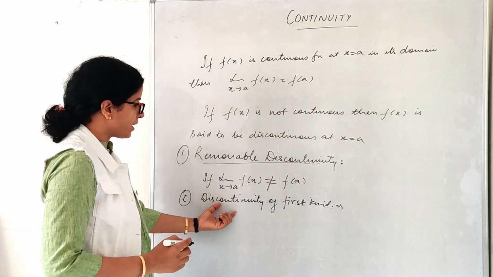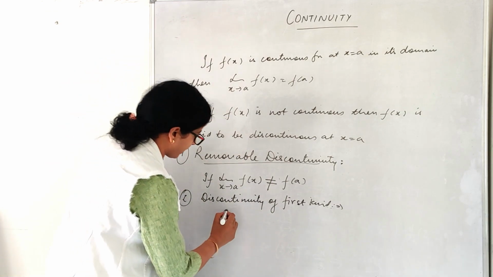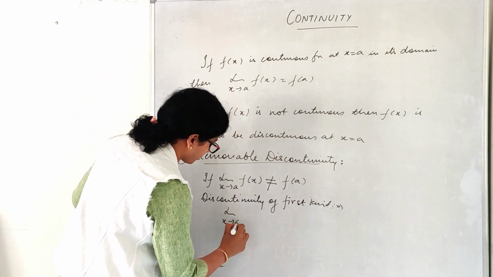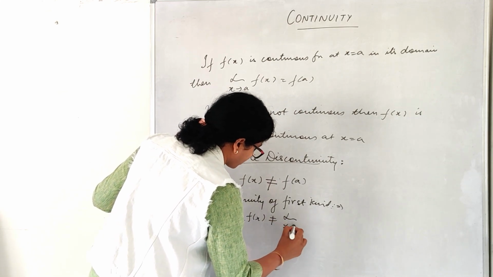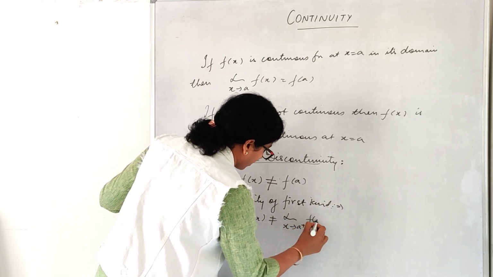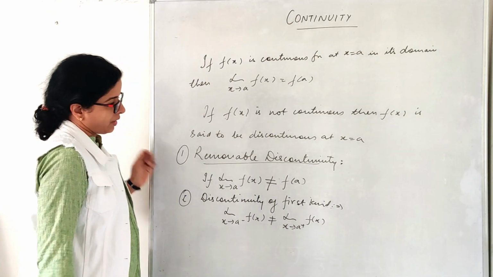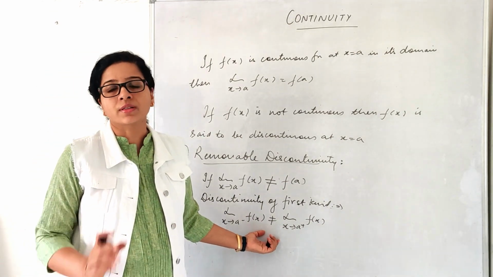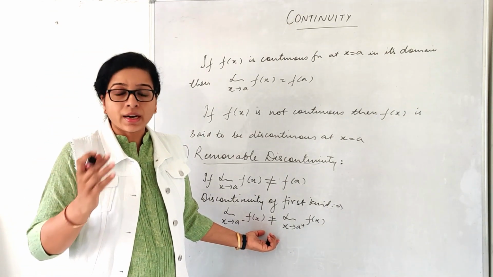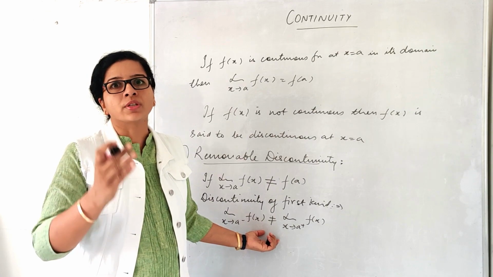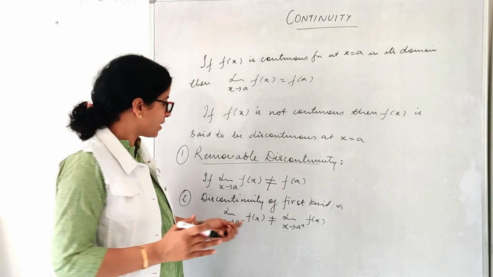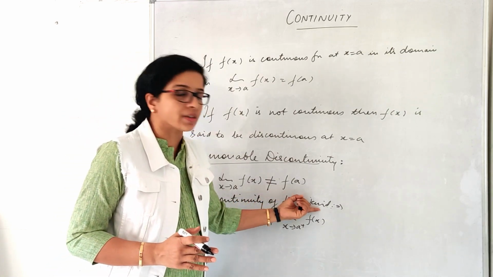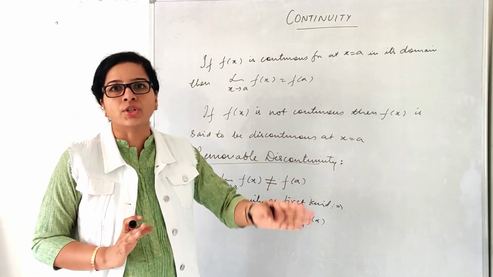Now second is the discontinuity of the first kind. In this case, your left hand limit is not equal to the right hand limit. Limit x tends to a negative f(x) is not equal to limit x tends to a positive f(x). In the case of the signum function, if we discuss the continuity at 0, 0 positive and 0 negative have different values. So that is discontinuity of the first kind. You cannot make the function continuous.